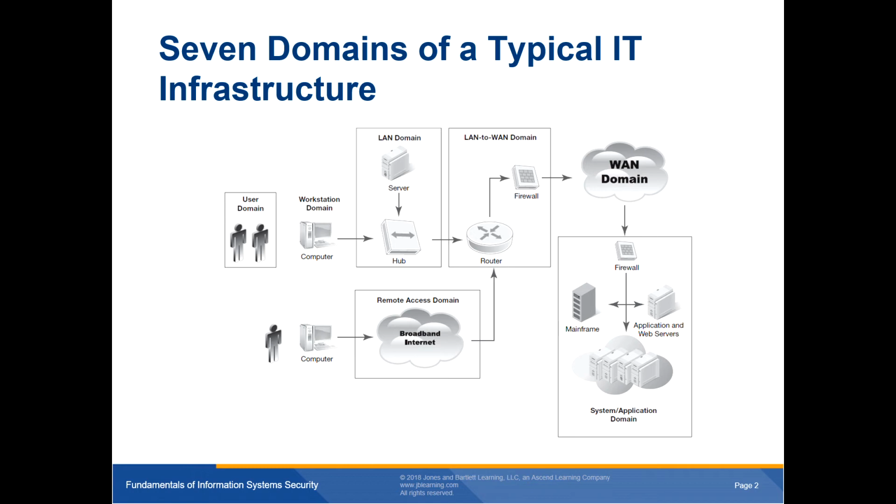The system application domain holds all the mission critical systems, applications, and data. And the remote access domain is how users who are remote to the system connect, usually through broadband internet. Again, through the internet to the local area network, through the LAN to WAN domain, through the wide area network that the company employs through the internet. So if you have a wide area network for your organization and it's got multiple locations, that wide area network is your domain, but it is running through the internet.